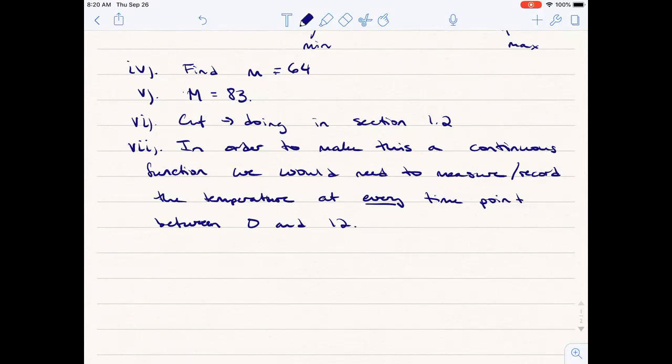And so typically what we end up doing is we end up modeling this behavior with a continuous function. Okay? So we know that temperature exists at every time point, but for us to be able to record it is impossible at every single time point. Cool. Any questions about that one? Cool. So we're going to do example 3.